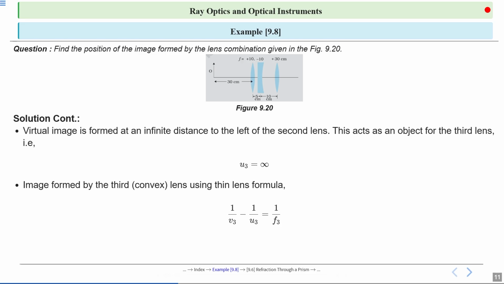So the image formed by the third lens using the thin lens formula. Again applying the thin lens formula, 1 upon V3 minus 1 upon U3 equals 1 upon F3. Now U3 is infinite, so we can put U3 equal to infinity. So 1 upon infinity will become 0 eventually, which will simplify the equation. So 1 by V3 will be equal to 1 upon F3 simply. That means V3 will be equal to F3.